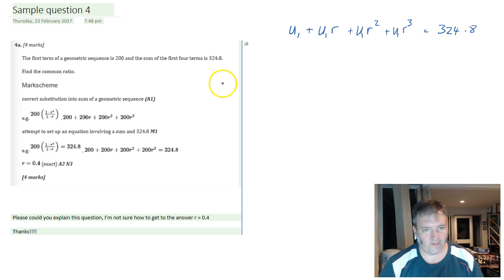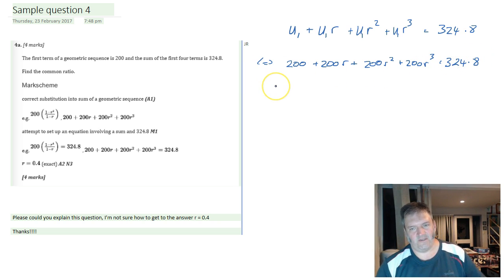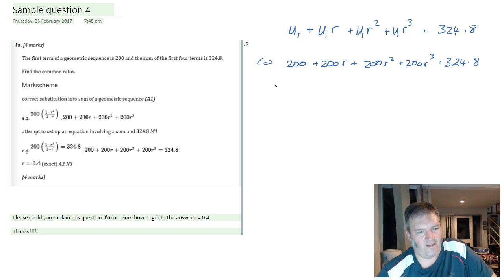The first term is 200, so even subbing in the 200, what do I get now? This is 200 plus 200 times r plus 200 times r squared plus 200 times r cubed equals 324.8. And whilst this is something you could solve on your calculator, that's not the sort of thing you'd be expecting to be able to solve without a calculator, is it? So doing it that way would work fine, and you'd be able to get somewhere with that.